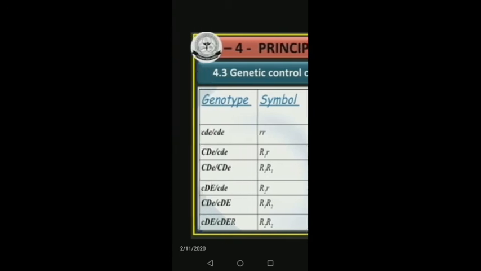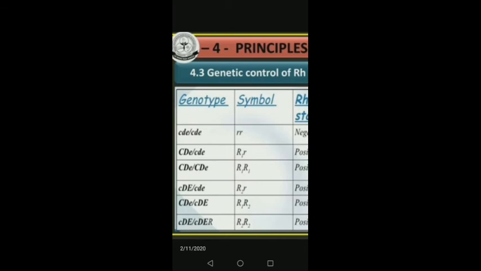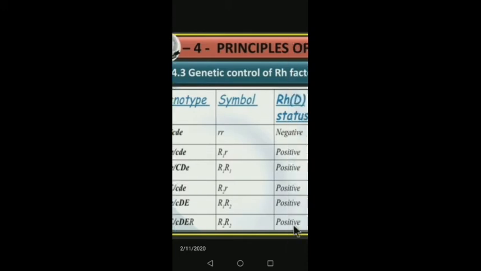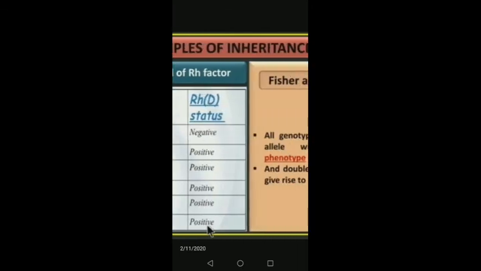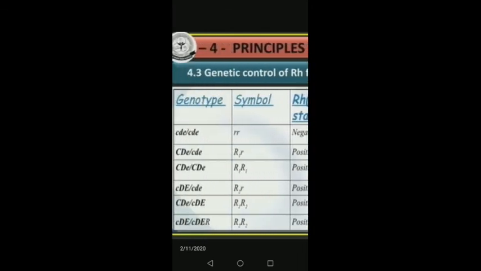Here also DD comes R1. Capital D means capital R. Small d means small r. Here since CDE comes, a capital R comes, so positive. Here also one capital D comes, so capital R, it is said to be a positive one. Among these three, if capital letter D is there, we can say capital R, that is positive, dominant.